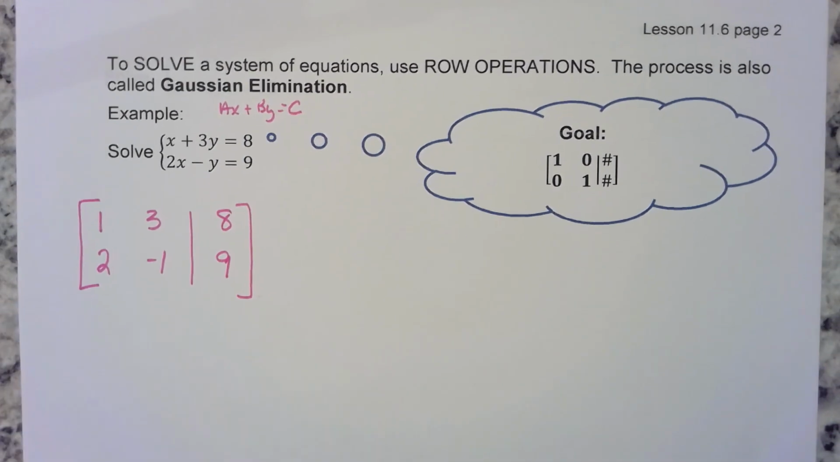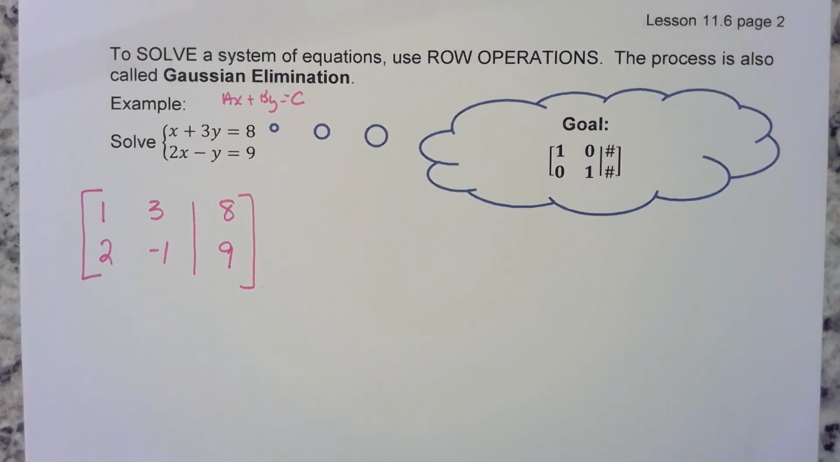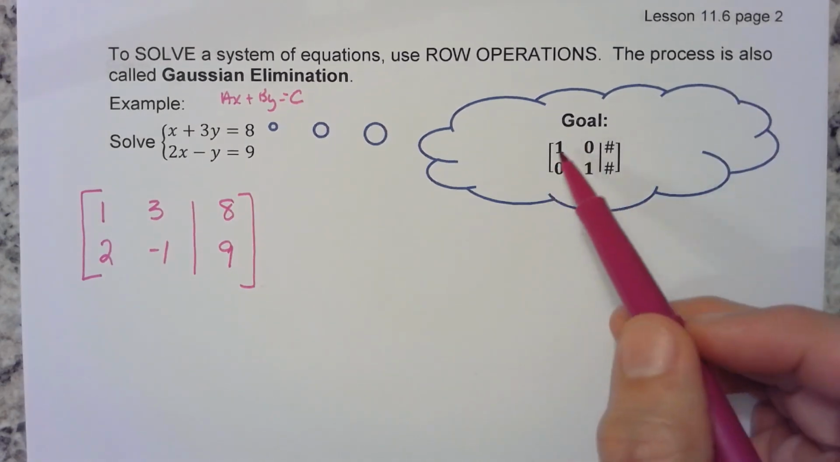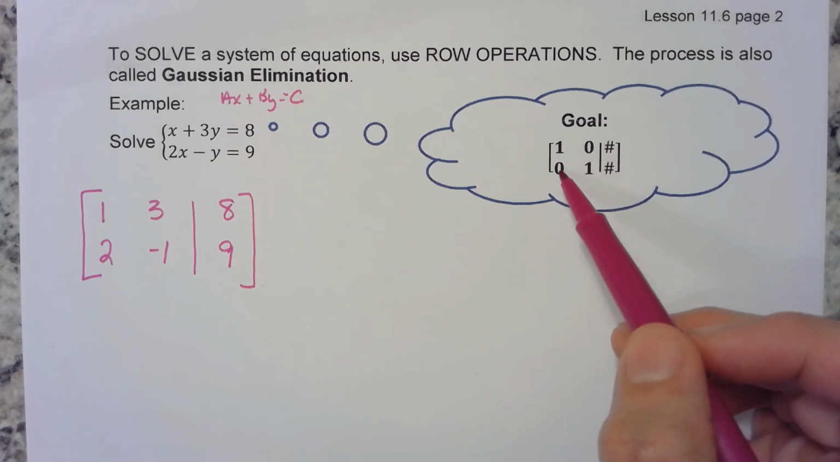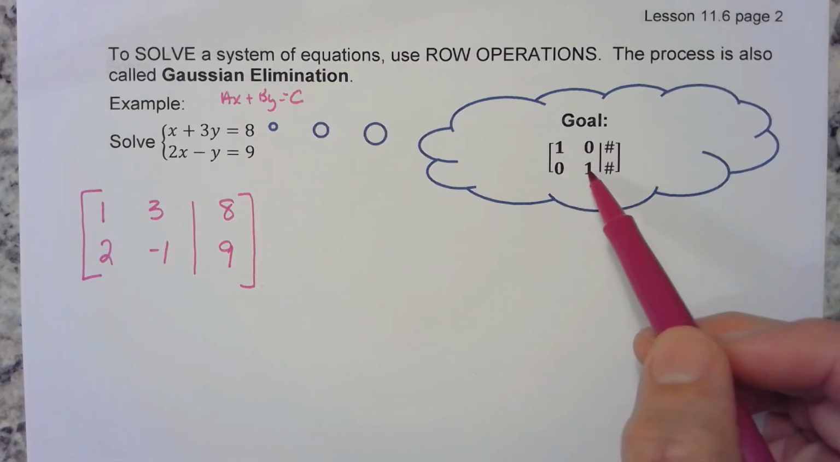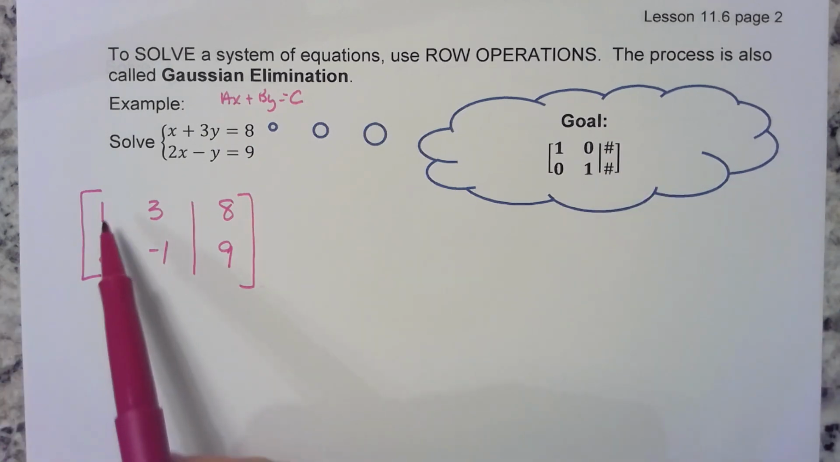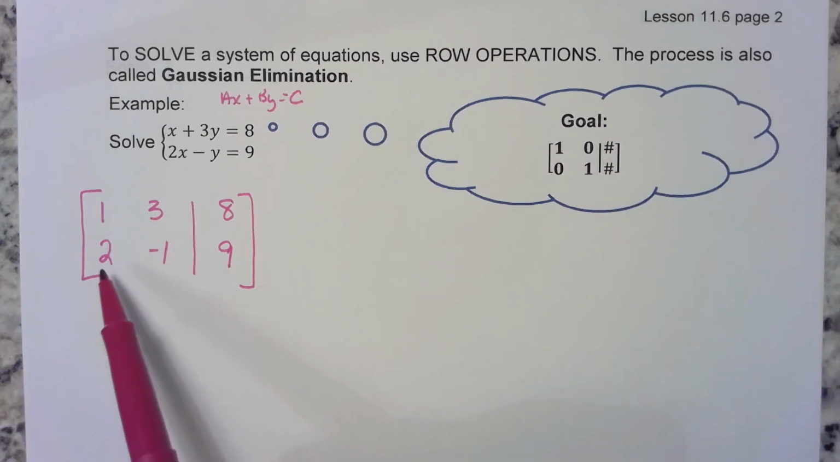Now there's a very specific order you go in to get your matrix to look like this. First you get the 1, then you get the 0. Then you get the 1, then you get the 0. That's the order you must go in. Doesn't work any other way. So the cool thing is we already have the first 1. Now we need this to be a 0.